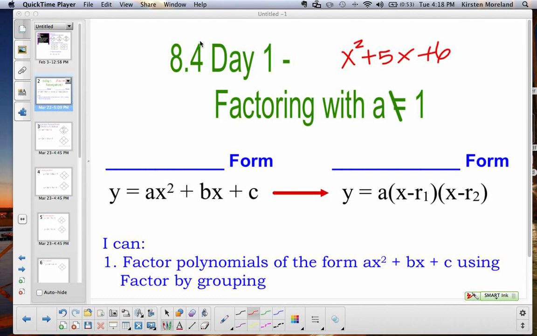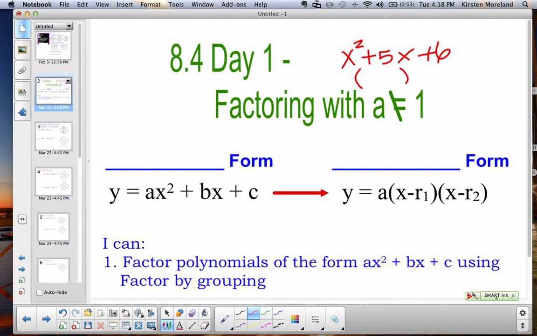We're factoring again, but we're doing a not equal to 1. So previously we've factored these ones up here like this, x squared plus 5x plus 6, where we knew to factor it, we would have parentheses, and I had to have an x and an x because it had to be x squared. Now we're going to be converting from the same standard form to factored form.